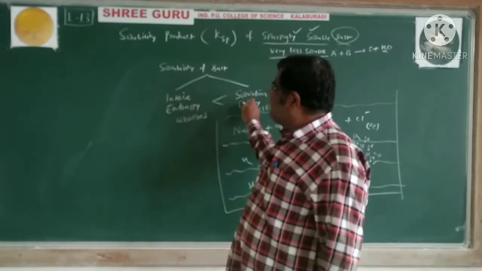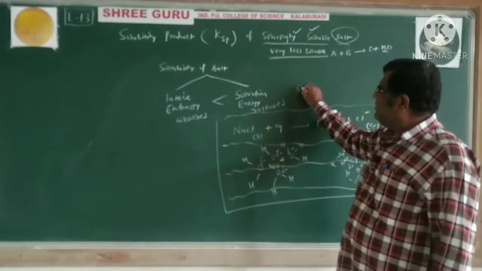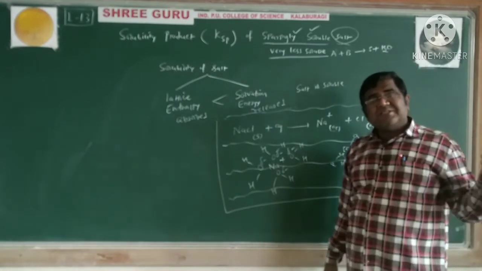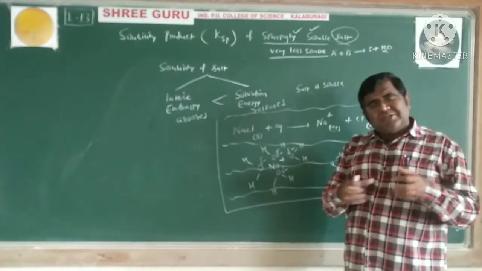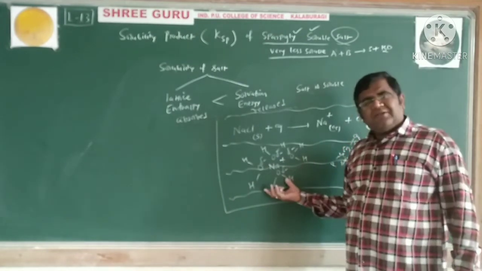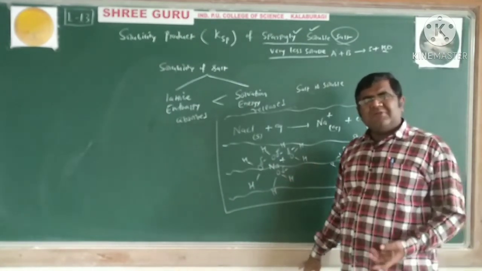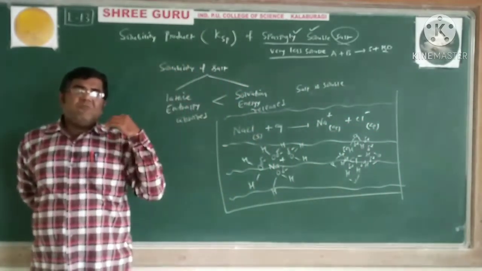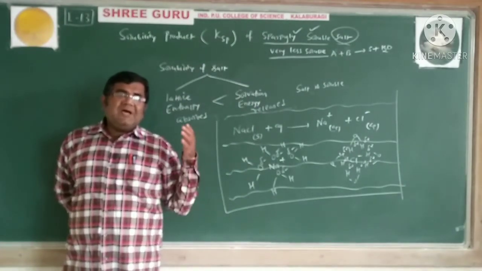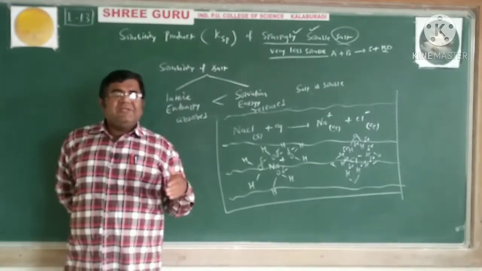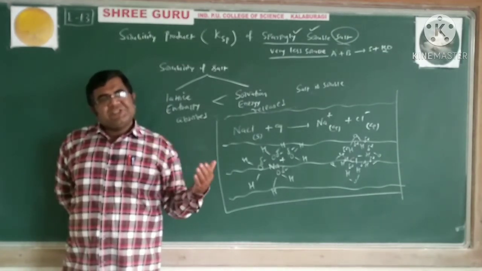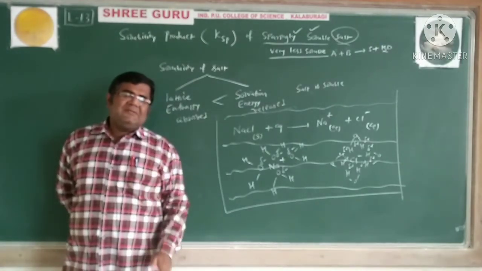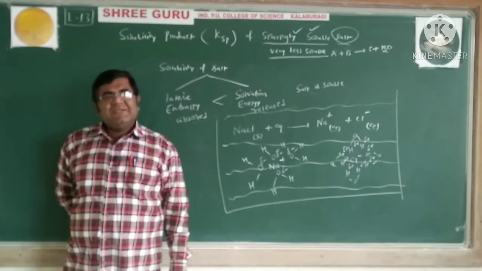If solvation energy is greater than lattice energy, then salt is soluble. If lattice energy is greater, it means it requires more energy to separate than the energy released by solvation, then the salt will not get dissolved. So salt will get dissolved if ions formed from it are stabilized by the solvent and the energy released, solvation energy, is greater than the energy required to separate those ions, which we call the lattice energy.